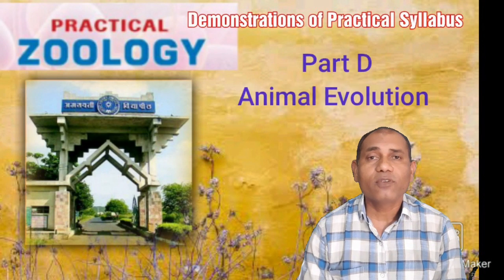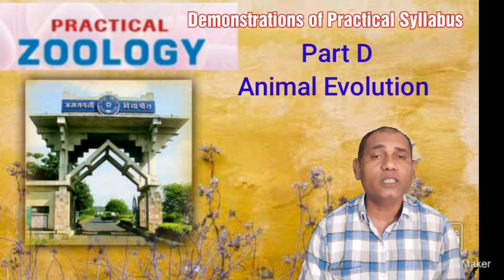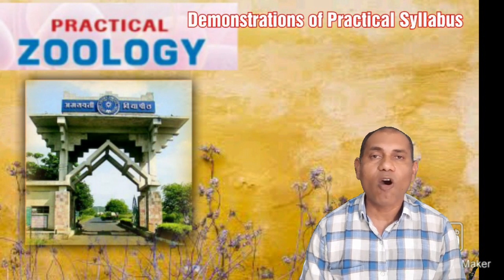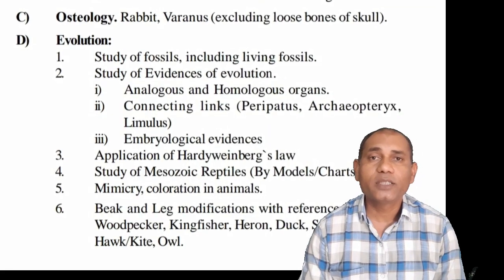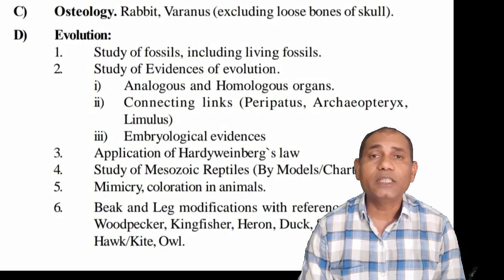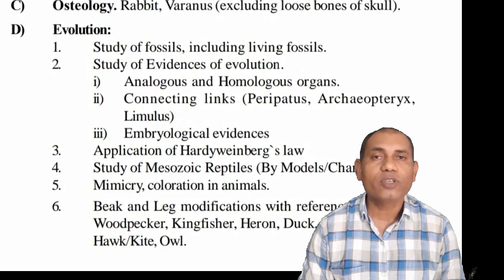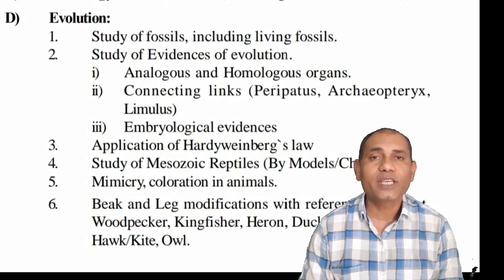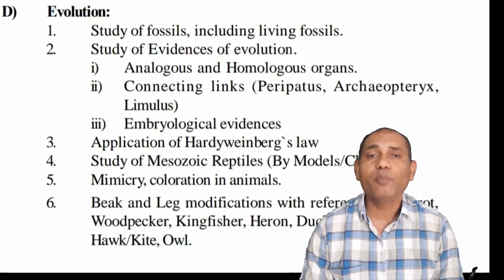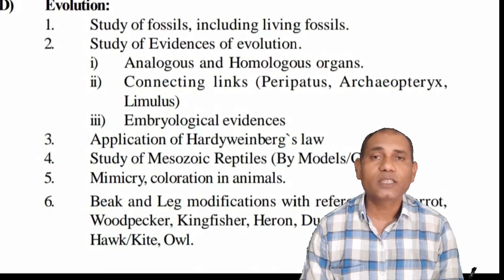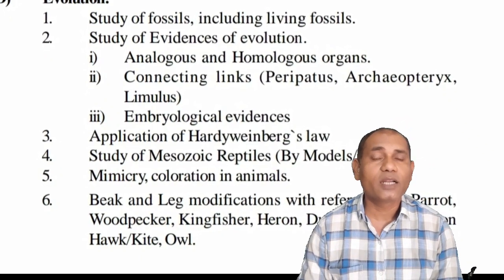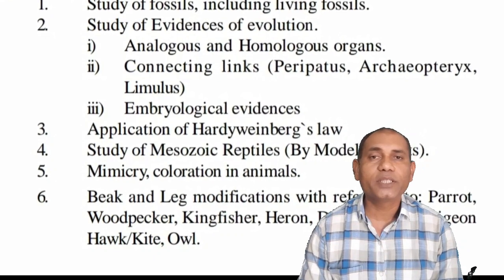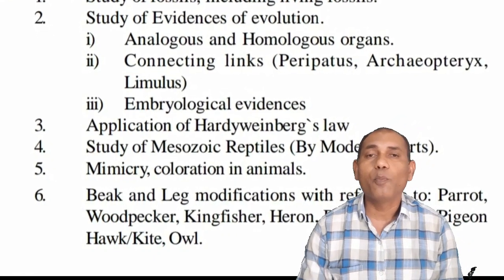In part 4, there is a study of animal evolutions, how our animals are evolved. So in this part, there is a study of fossils, there is a study of evidences of evolutions, and also there is a study of Mesozoic Era and also mimicry and colorations. And in last part, there is a study of beak and legs modifications with reference to birds.